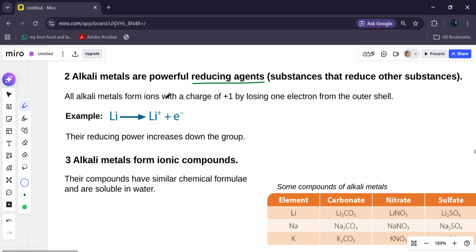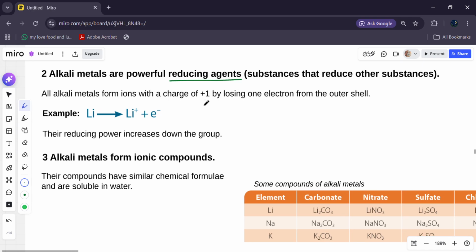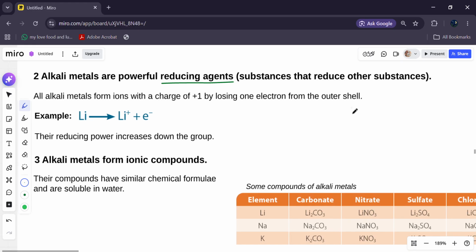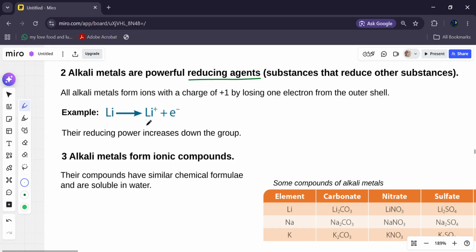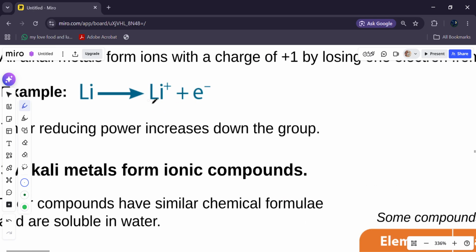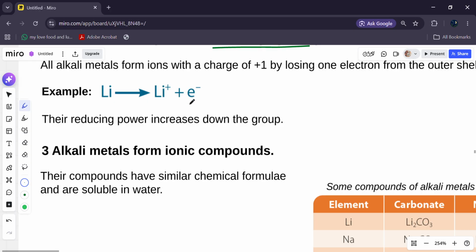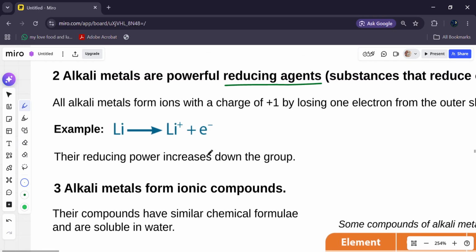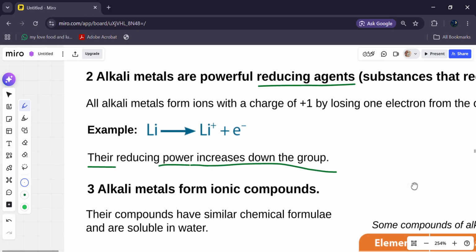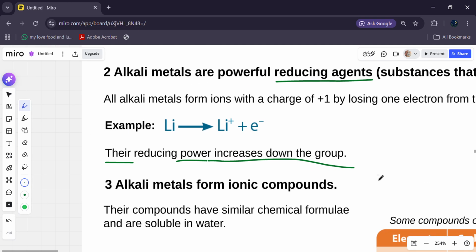All alkali metals form ions with a charge of +1 by losing one electron from the outer shell. Example, lithium loses an electron to become a positive ion. Their reducing power increases down the group. That means as you go down group 1, you will get a higher reducing power.